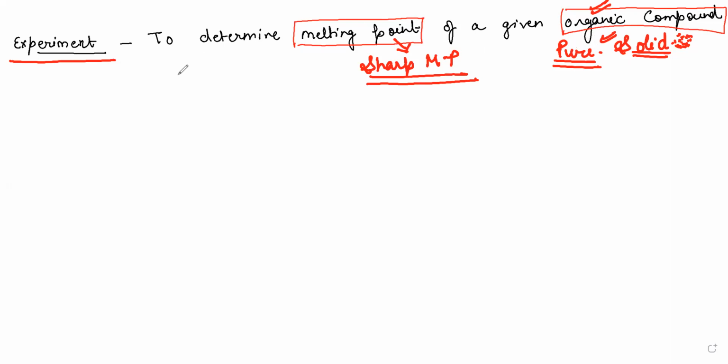Because sometimes even if you don't know about the compound and you know the melting point, if it is a pure one, it is going to have a sharp melting point, and because of the sharp melting point, you can tell about the compound which is given to you, right?